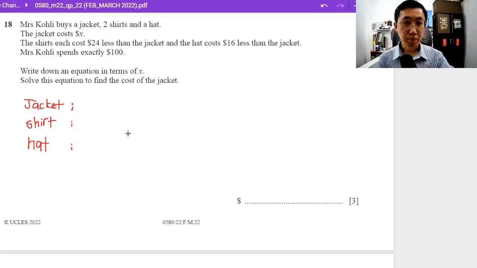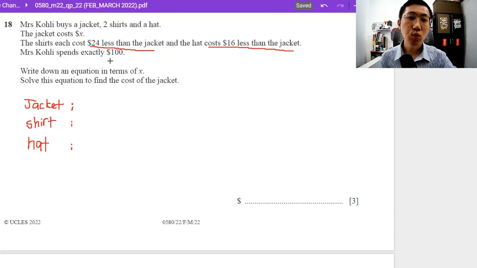Number 18. Mrs. Coley buys a jacket, 2 shirts and a hat. The jacket costs X dollar. Each shirt costs $24 less than the jacket, and the hat costs $16 less than the jacket. All this you need to read very carefully. In total, Mrs. Coley spent exactly $100. All this you need to highlight. Write down an equation in terms of X. Solve this equation to find the cost of the jacket.